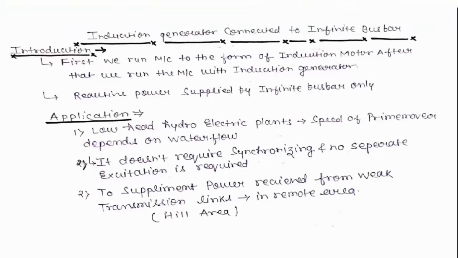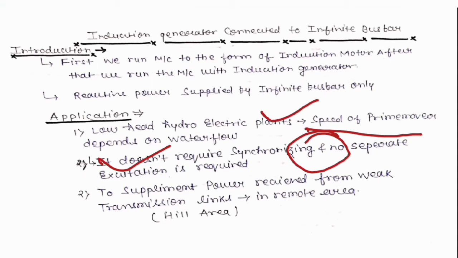So what is the application of induction generator connected to infinite bus? First is the low head hydroelectric power plant. In this case we use an induction generator connected to an infinite bus system. It does not require synchronizing, and no separate excitation is required here. That is the best thing for this type of low head hydroelectric plant. There is no need for separate excitation, that means through the bus bar we will get the reactive power.